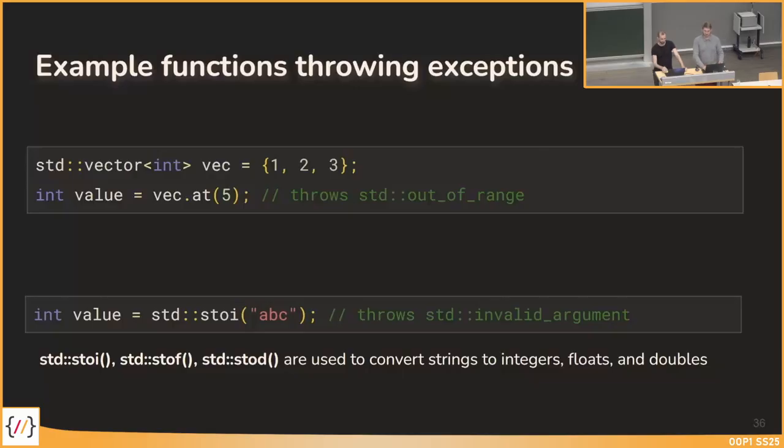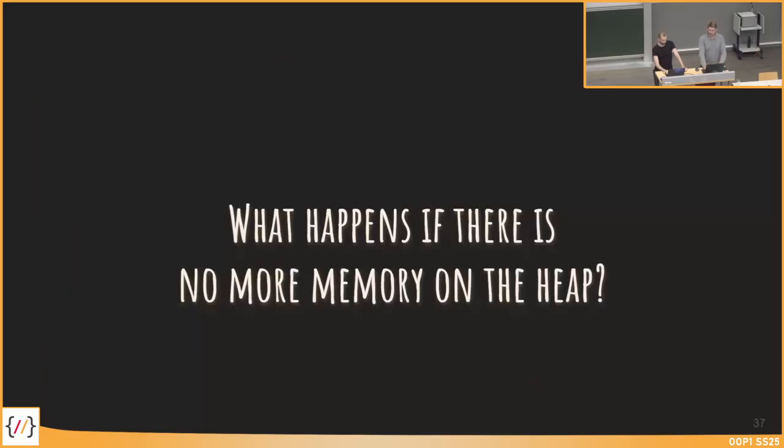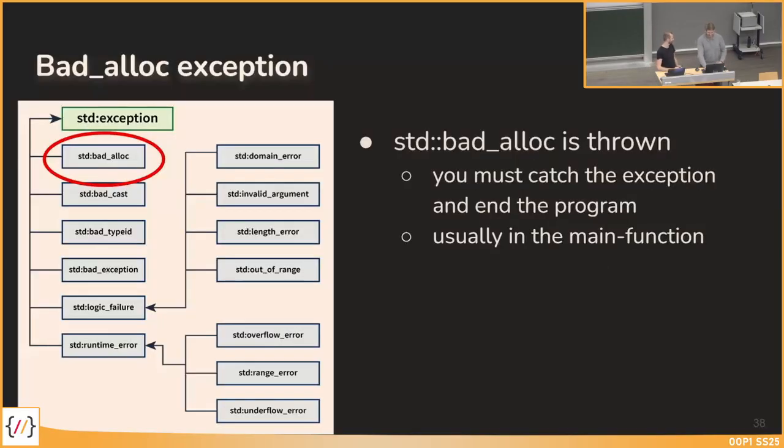We have the out of range exception, the invalid argument exception, and now the question: what happens if there is no more memory on the heap that we want to use? Yeah, I think Michi today said we don't have to worry about that. Now we have to worry about that again, but it's not as complicated as it is in C. Not for A1, yeah, that's true. The bad alloc exception, again, is derived from the standard exception class. And you must now catch the exception and end the program whenever the bad alloc exception occurs.